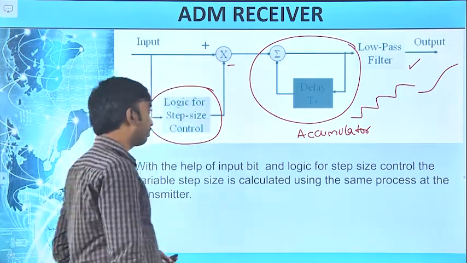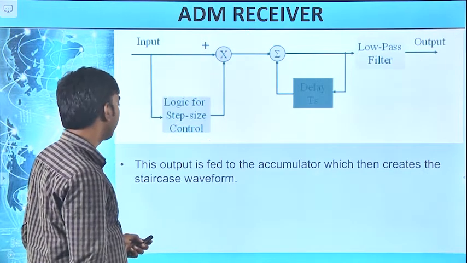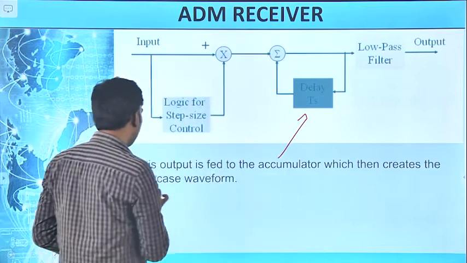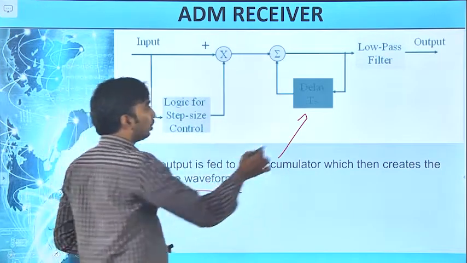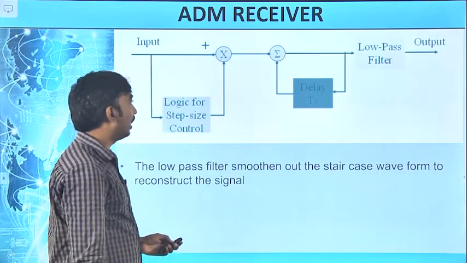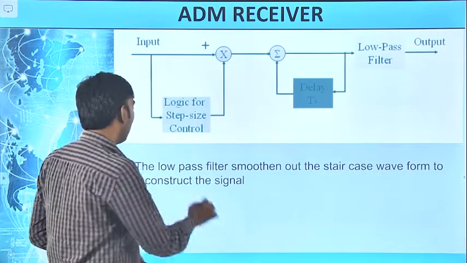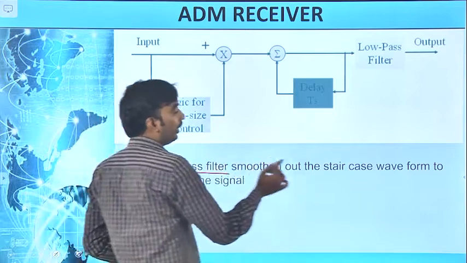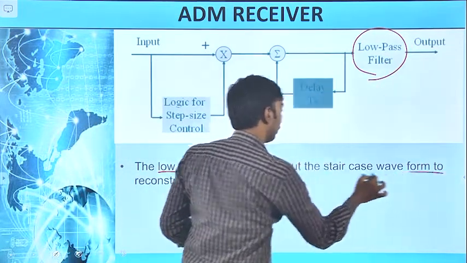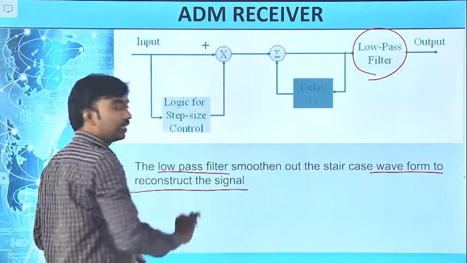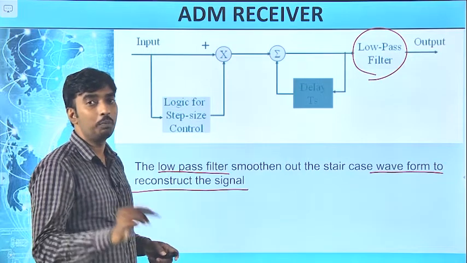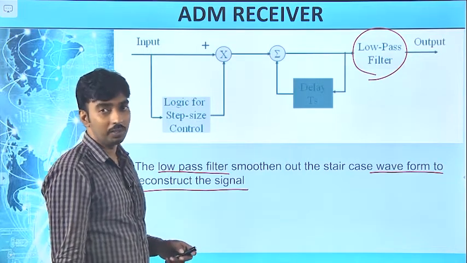Very simple, right? This I am giving to the accumulator to create the staircase waveform, right? So this block is nothing but an accumulator, and then that staircase waveform I am giving to the low pass filter, to reconstruct the original signal. It will smoothen the staircase signal and will produce the original message signal, right?